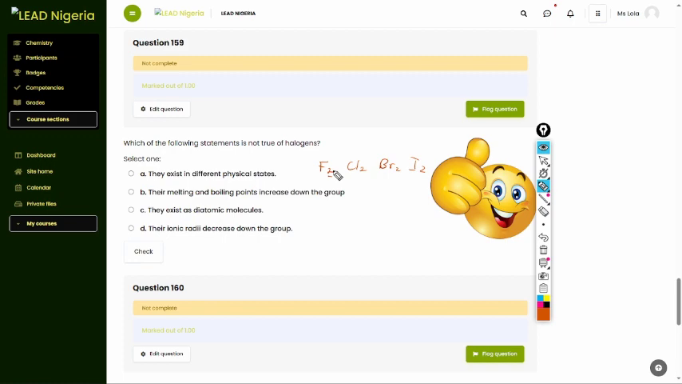Now the ionic radii decreases down the group. So generally, ionic radii decreases across the period and increases down the group. So it increases down the group, not decreases down the group. So it means that D is the incorrect statement. Now their melting and boiling point increases down the group is also correct. Yes, the melting and boiling point increases down the group and decreases across the period. Okay, so that means the answer here is D.